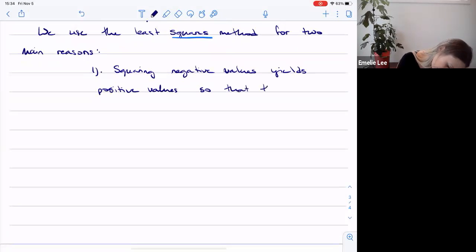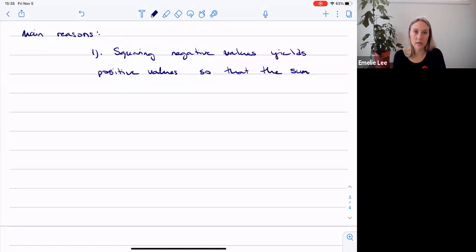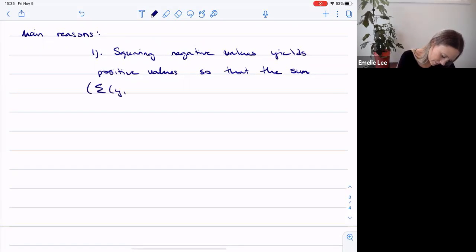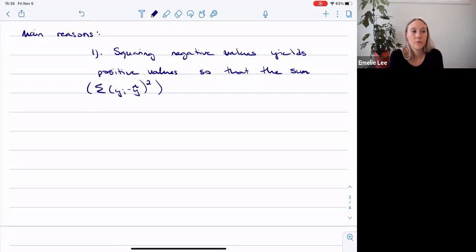So that the sum of the differences squared, and I'll put the sum of the yi minus y hat squared, right? That's the sum that I'm talking about. And if you don't like looking at the subscript i, you don't have to have it there, but just remember that we're talking about each individual observation, and then we're adding all those distances up.